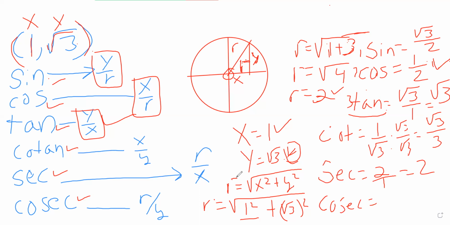Now, cosecant. Cosecant is actually the reverse of sine, which is root 3 over 2, so now it becomes 2 over root 3. And again, you cannot have square roots as a denominator, so we're going to rationalize it. After we rationalize, it's going to be 2 root 3 over 3. And there you have it.